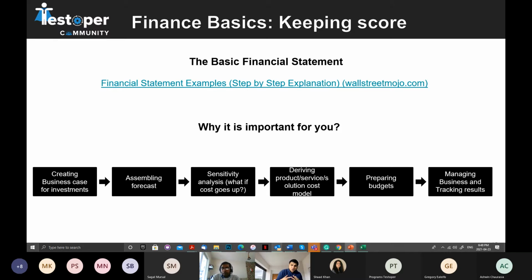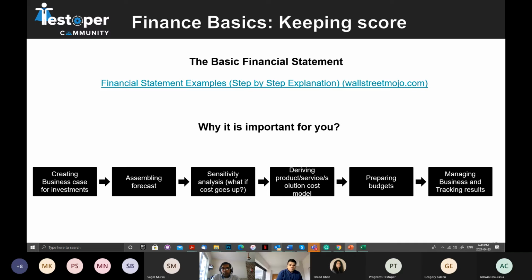So in order to create a business case for investments and go and ask for investment, whether you're going to ask an investor or even a Capgemini senior management to build a new product for the customer base, you have to have that knowledge.